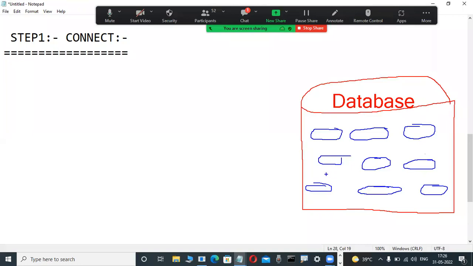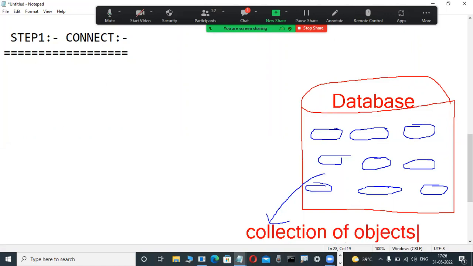Don't write it, just observe what happened. These are called a collection of objects. Slowly observe it here. Now it is easily understandable. Actually, these databases are also called database servers. These are servers, okay? Yes, database servers.